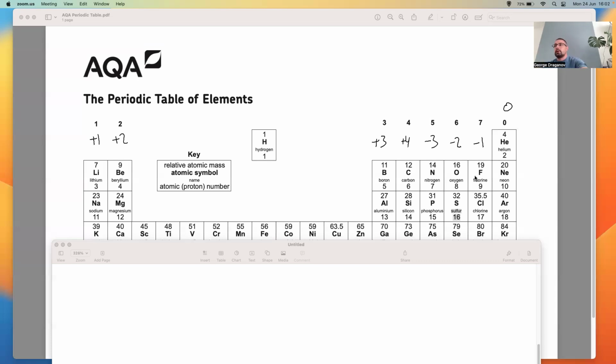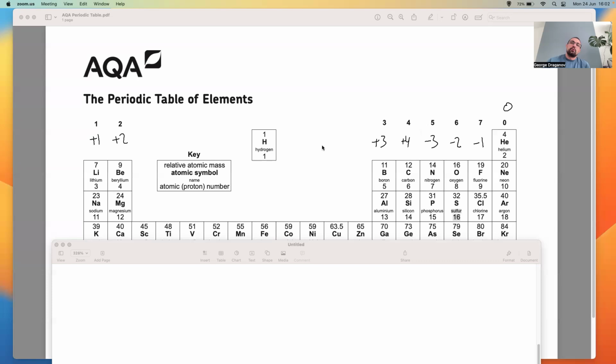Now, let's look at the pattern. +1, +2, +3, +4, -3, -2, -1, 0. Another way to think of it is just subtract 8 once you get to group 5. So 5 - 8 is -3, 6 - 8 is -2, and 7 - 8 is -1. That's just a way you can do it.